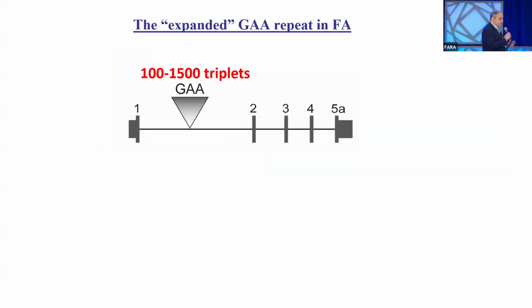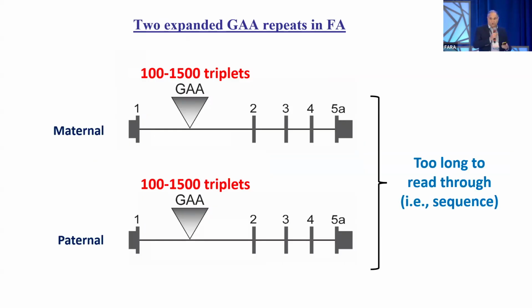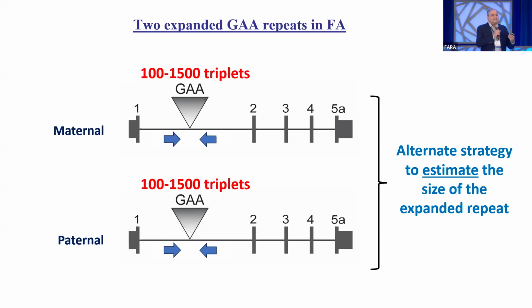Now, of course, FA is caused by an expansion of this repeat, right? So you go from 100 to 1,500 of these sequences, and you have to get one from mom and one from dad. Now, these sequences are a bit too long to actually read through. And because people don't have the ability to read through this GAA sequence, we've so far used indirect ways to measure these repeats, okay? So you come up with some estimate for what the length of this is, and based on that estimate, we tell people, you have 500 repeats and 800 repeats and so on.